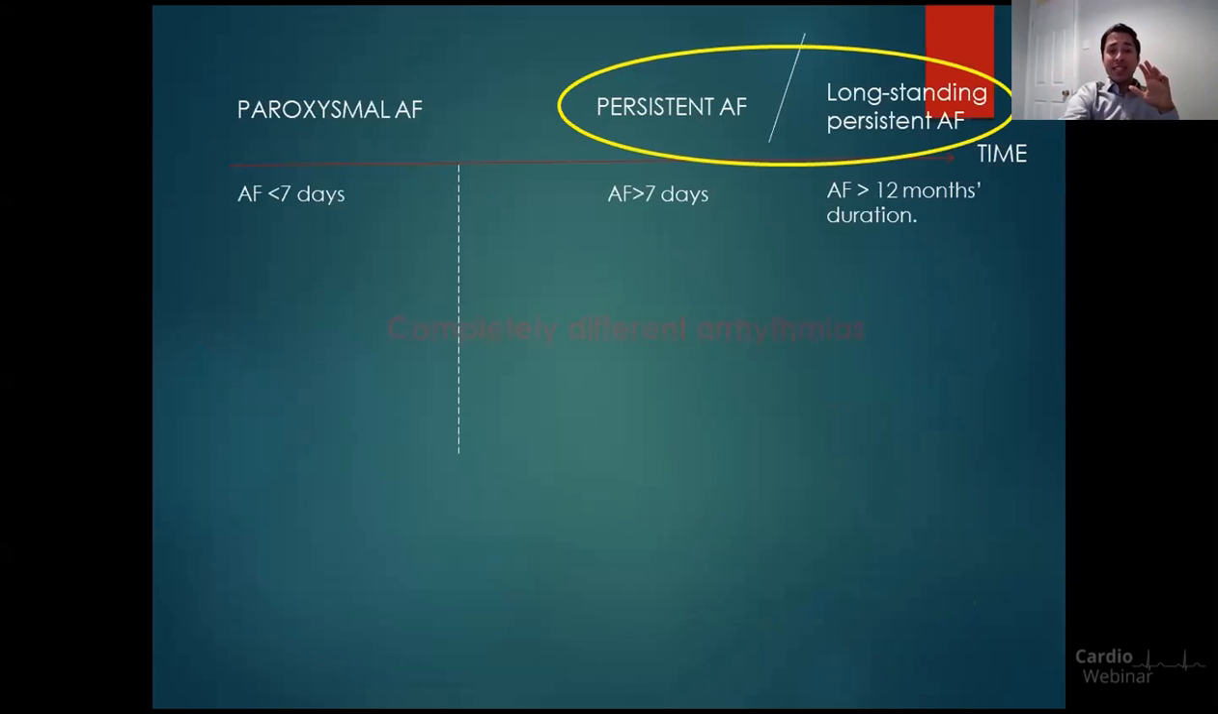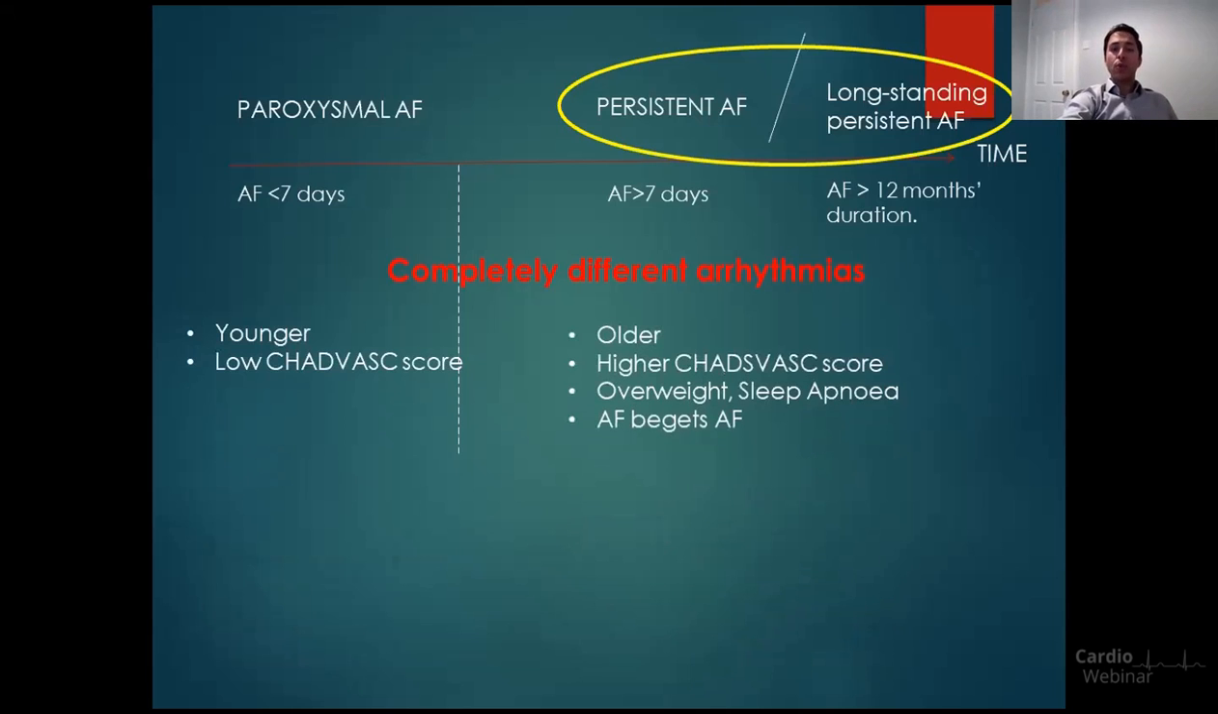I want you to understand that when you deal with patients with persistent and long-standing persistent AF, they are totally different arrhythmias. Your patient with paroxysmal AF, like Mr. Smith, has a totally different substrate to the persistent, long-standing persistent AF patients. And I think that they should be thought of as 2 separate disease entities. Why? The paroxysmal patients often are younger, they've got a lower CHA2DS2-VASc score. The persistents are often older, higher CHA2DS2-VASc scores, often overweight, sleep apnea.